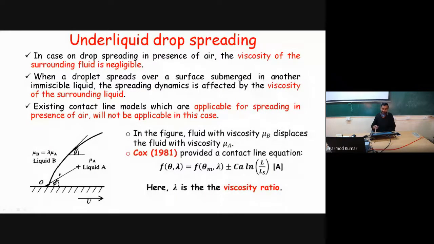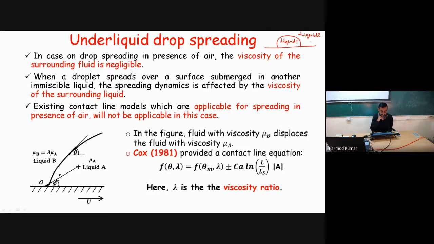Okay, now another important situation is under liquid drop spreading. The meaning of under liquid drop spreading is, as I told you earlier, that we have a drop of some liquid 1, and then in the surroundings we have some liquid 2. Whatever earlier contact angle models were there, for all these models we had a situation where the viscosity ratio of surrounding to the drop liquid was negligible. But for this situation, the viscosity ratio is not negligible. So due to this, our earlier models will not be applicable.